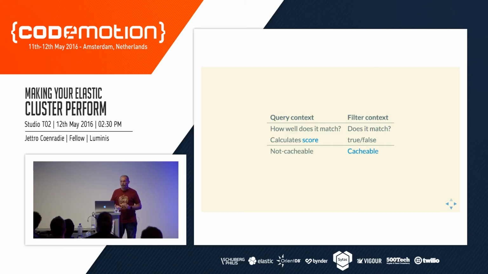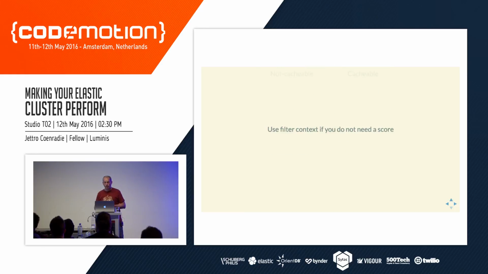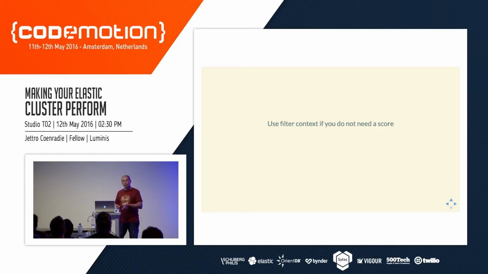The big difference there is that the query context is not cacheable. Because it calculates a score, there's too many things that can depend on it. And with the filter context, it's just true or false. And it will remain true or false for that input. So it could easily cache it, and that would be an enormous performance increase. So, if possible, use the filter context. And then don't calculate the score.